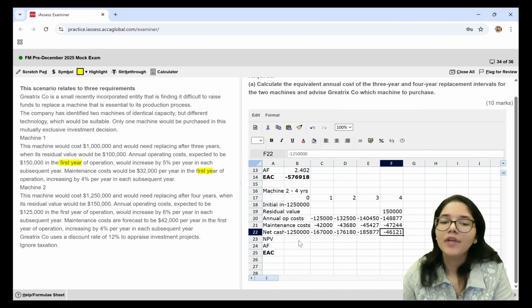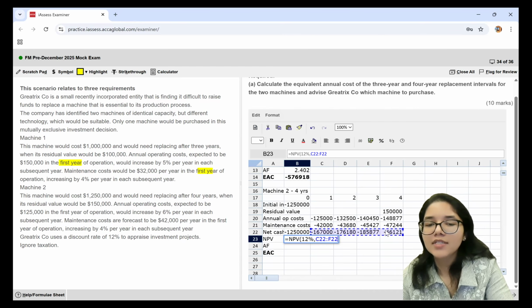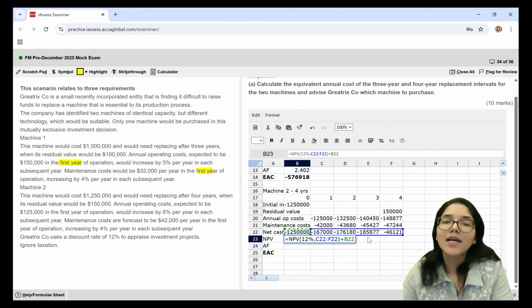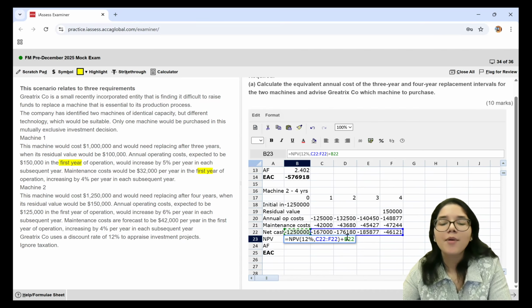Right. And now we can finally work out the NPV. So equals NPV, 12% is the rate of discount. Select all cash flows from the first year till the last year and then subtract your initial investment. Taking a plus sign again, telling people the reason why: because I've already taken the negative sign with my initial investment. If I put another negative here, it'll do the opposite. It'll add both of the numbers, which I do not want.